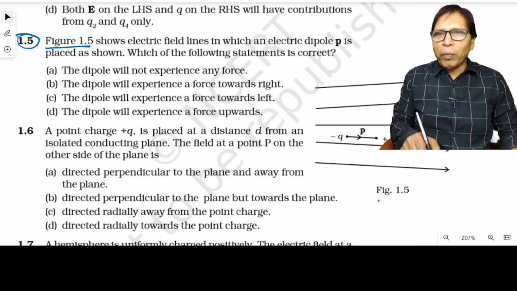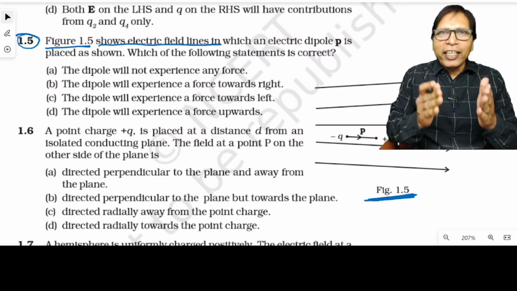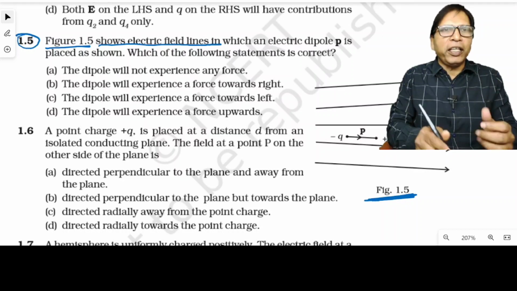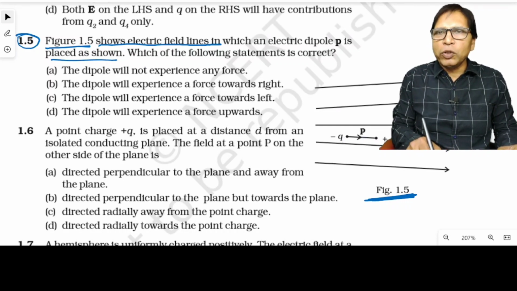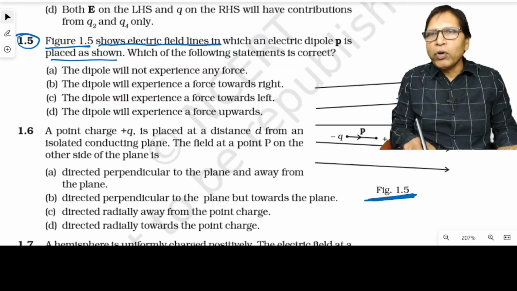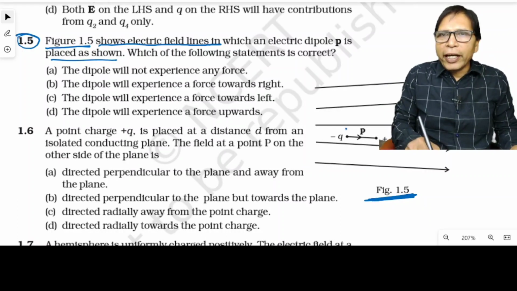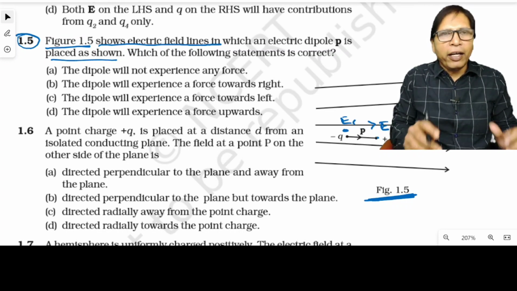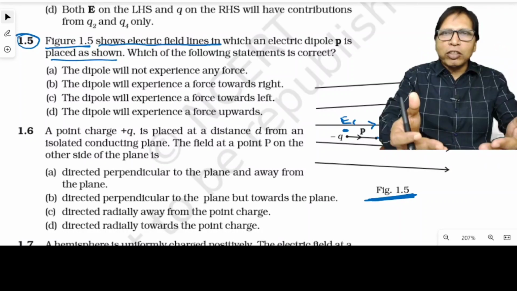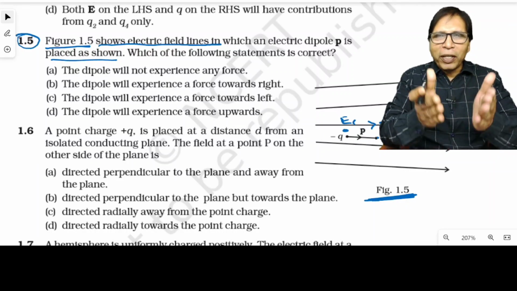Next. Now look at this question number 1.5. In the figure 1.5, look at this. Figure 1.5 shows the electric field lines in which the electric dipole P is placed as shown in the figure. Look at this, the electric dipole. This is the minus Q charge, this is the Q charge. Okay. And look at this, the lines of force are diverging in nature. So the electric field at this point, suppose this is E1, is greater than the electric field at this point E2. Okay, no problem, because the number of lines of force crossing per unit area normally represents the magnitude of the electric field.